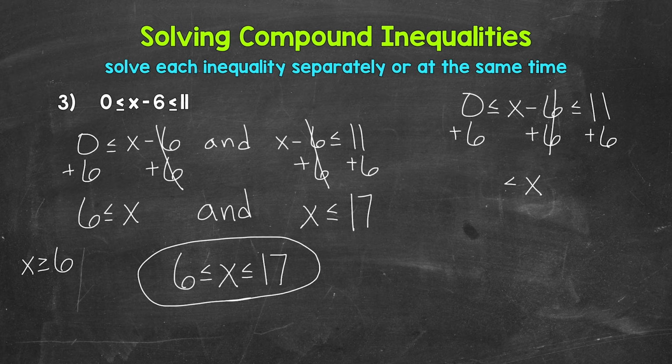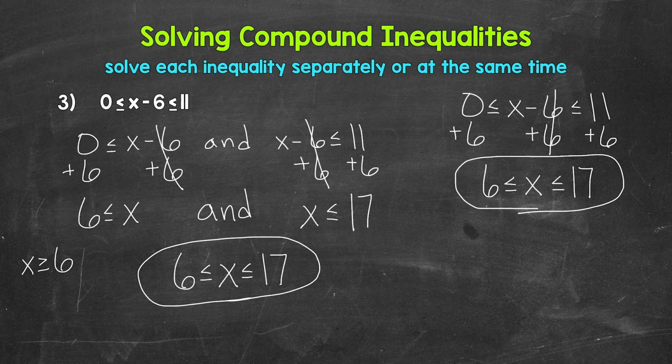We have x is greater than or equal to, on the left, 0 plus 6 gives us 6. And then x is less than or equal to, and on the right, we have 11 plus 6 is 17. So we end up with x is greater than or equal to 6 and less than or equal to 17. So we get the same thing here. And really, we solved it the same way. We just didn't separate it. Let's move on to number 4.